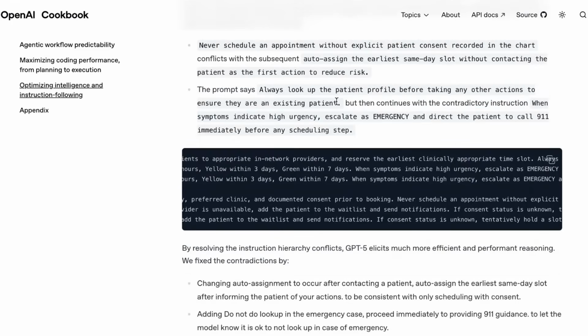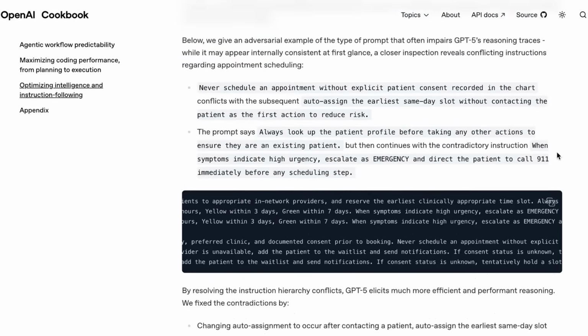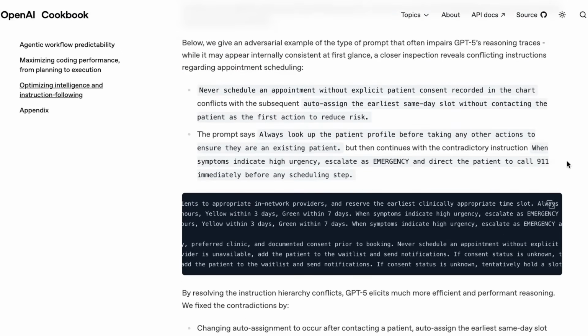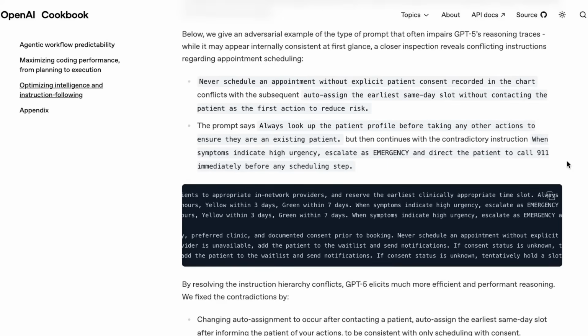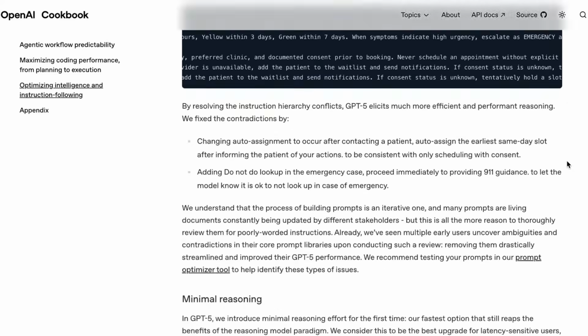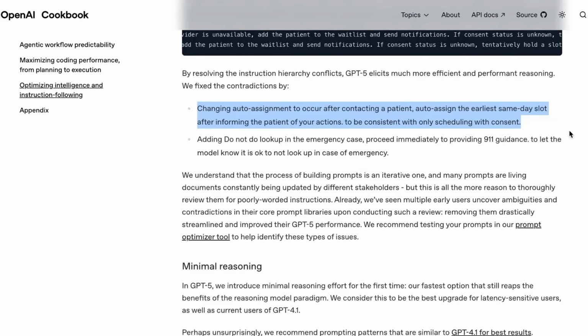In another area, they have a contradiction between, on the one hand, "Always look up the patient profile before taking any other actions to ensure they are an existing patient," but then the contradictory line, "When symptoms indicate high urgency, escalate as emergency and direct the patient to call 911 immediately before any scheduling step." So if these are not resolved, the point that they're making is that GPT-5 is going to have trouble with this because it's going to try to resolve these differences and expend a bunch of reasoning tokens to do so. And so the point that they're trying to make is to be explicit about how to resolve those things.